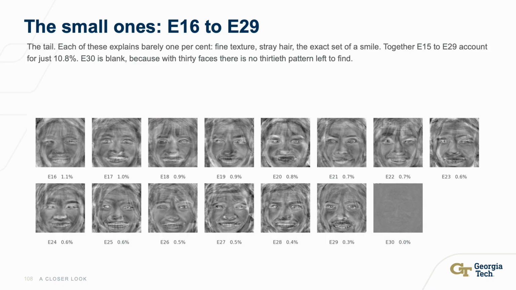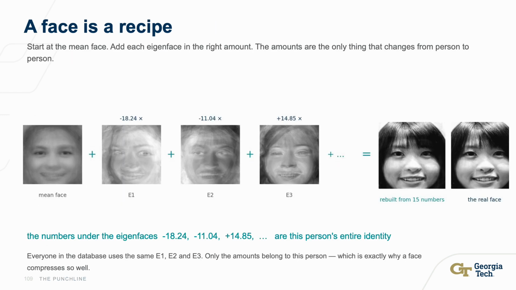Here is a question worth asking a class at this point. Which of these could you delete without noticing? That question is the whole of dimensionality reduction, and people answer it correctly by eye. This is the slide to slow down on.